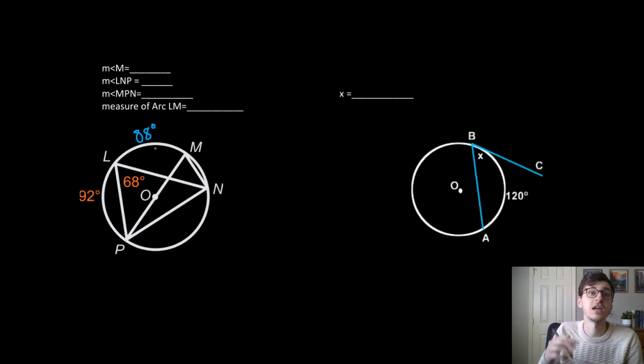Okay, what else can I divine from this? Well, since this is a diameter, that means angle N is a right angle. Okay, that might be important later, I don't know. What else do I know?